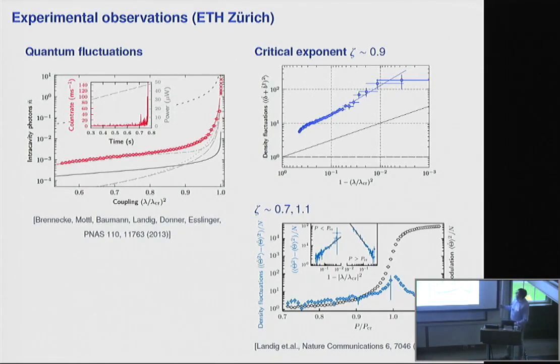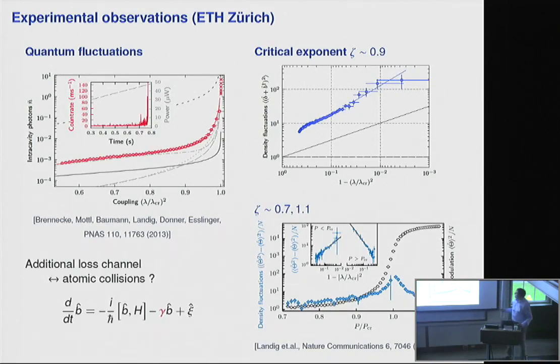One interesting observation in this plot is that the exponent is the one we expect for the steady state solution, so one. On the other hand, the solution itself is closer to the ground state fluctuation. This would be the steady state, the dashed line, and this is the ground state. And then the authors, the Esslinger group, also identified the reason for this.